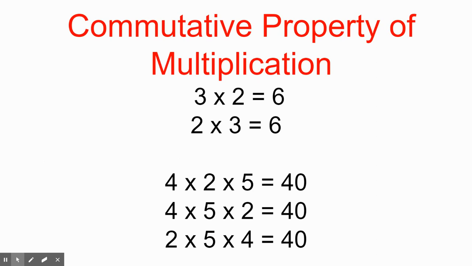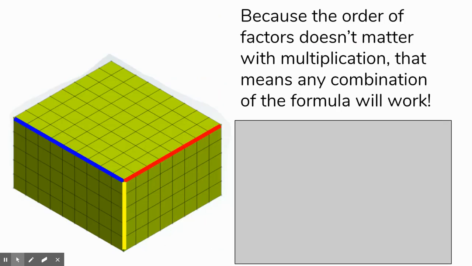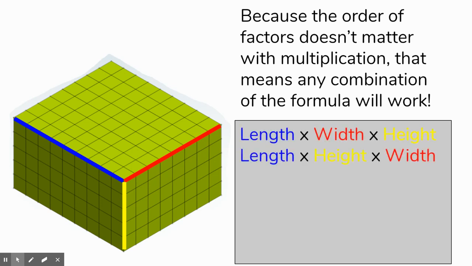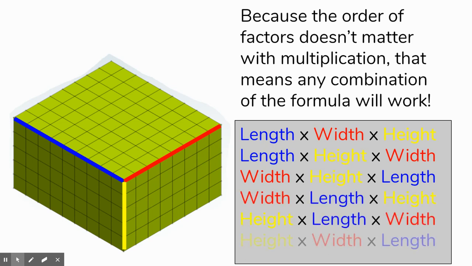And we can take advantage of this when we multiply length, width, and height for volume. Since the order of factors doesn't matter with multiplication, any combination of the formula will work. Length times width times height works. Length times height times width works. What if I do width times height times length? If you look at all these different combinations, all of them work. You can multiply the numbers in any order that you like.